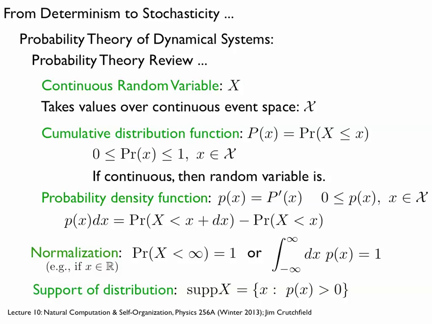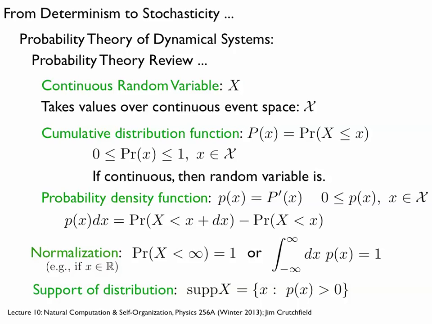Probably what's more familiar and resonates more directly with the notion of probability for the discrete variable case is the probability density function. Crudely speaking, the probability density function is like the derivative of the cumulative distribution function. So it's a positive number. And we're thinking now of the probability of a small infinitesimal range about the value x.